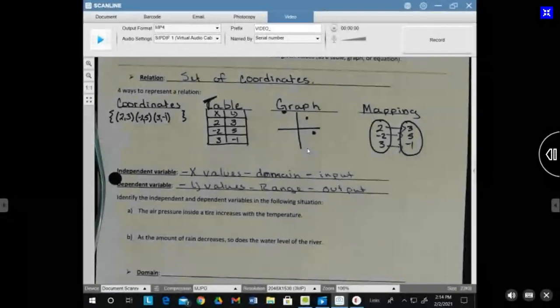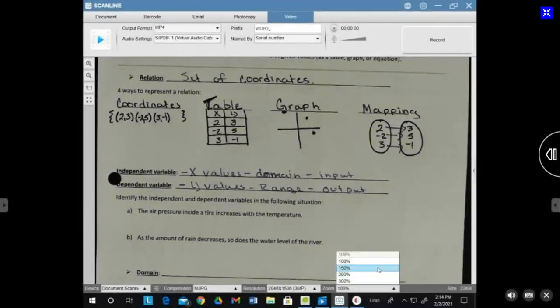So if you look, let's see if I can blow this up. You got it in front of you. I'm at 106. Let's see what 150 looks like.